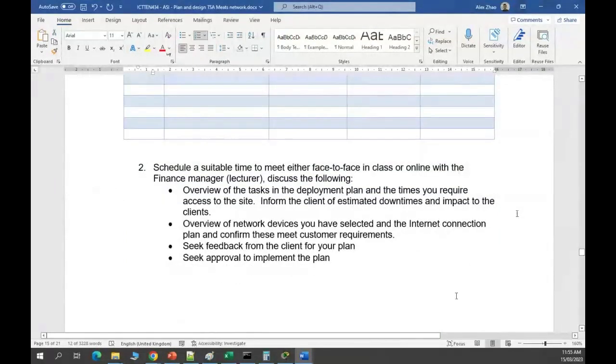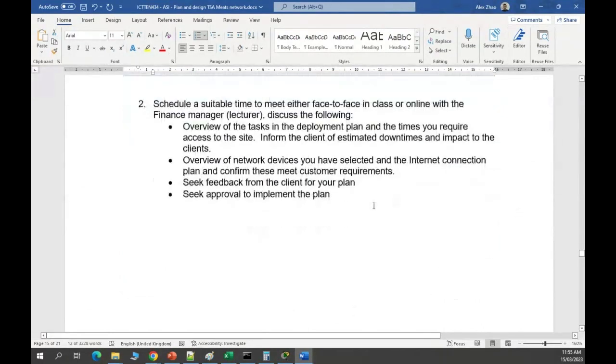And then we need to do a face-to-face meeting where you'll give me some overview of the task. Don't need to go into too much detail. An overview of the devices you selected. Again, don't go into too much detail. And then you just need to get your customers to say, okay, go for it. Get approval to go ahead with this design.